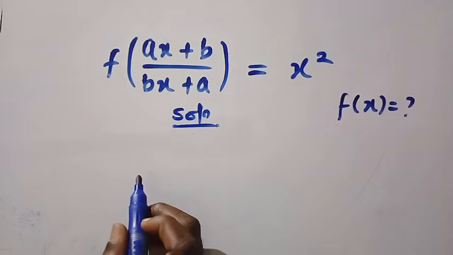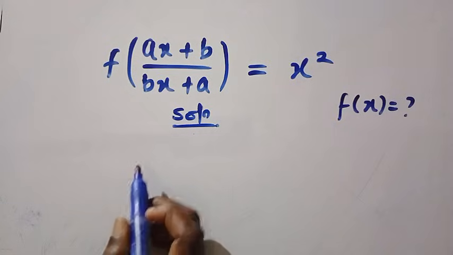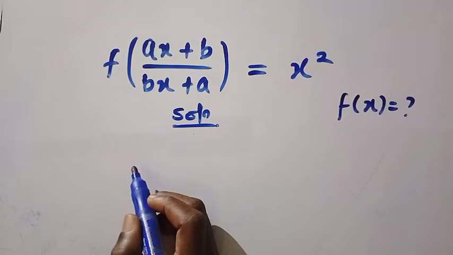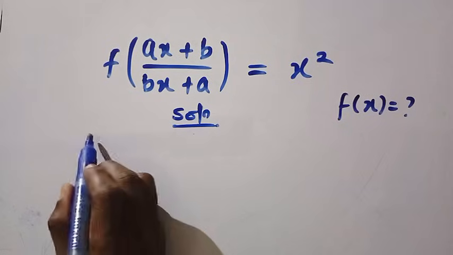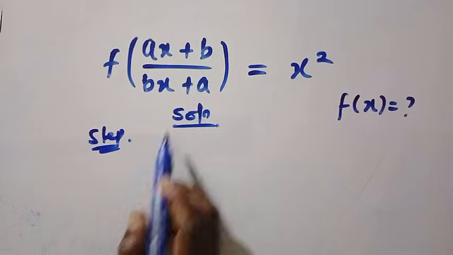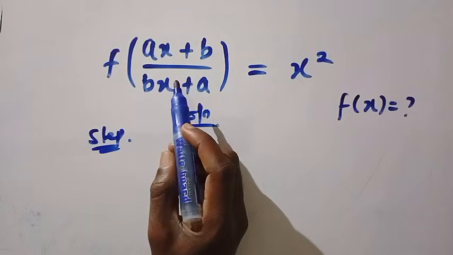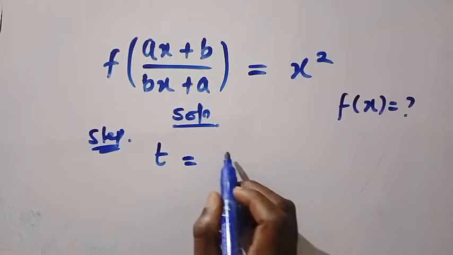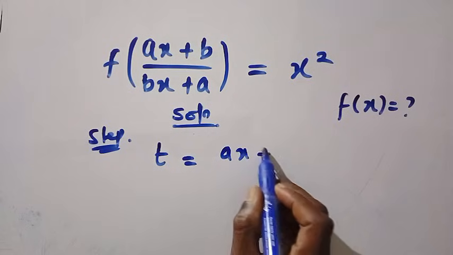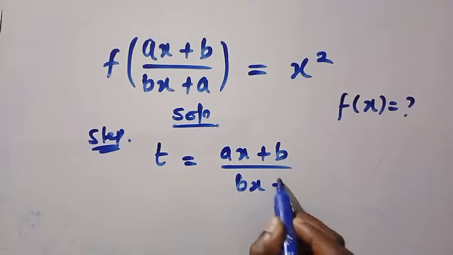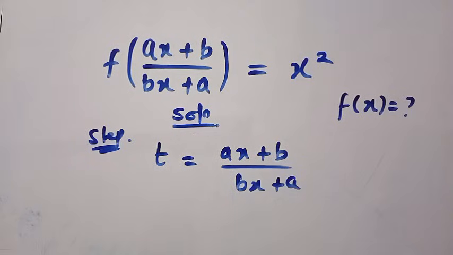So I'll be considering 4 different steps to solve this, but step 4 is the most interesting part of this. Let's get into the first step. Step 1 is we are going to express this as t. Let's say I set t to be equal to (ax plus b) divided by (bx plus a). Here's the first step.